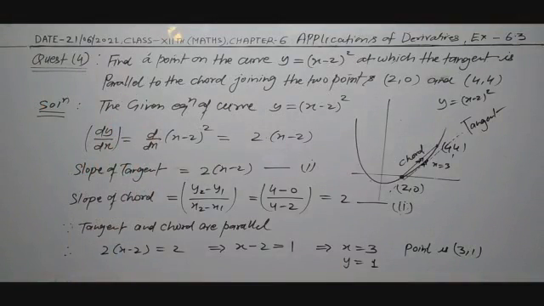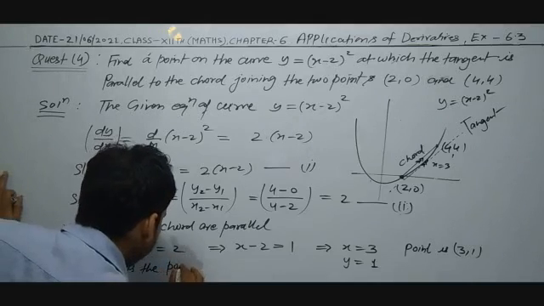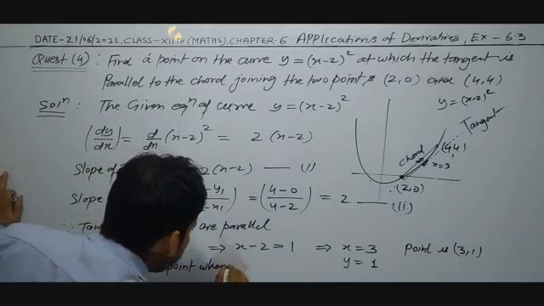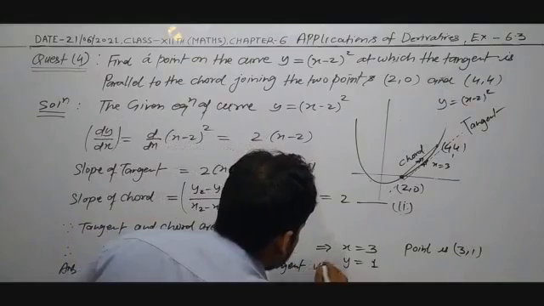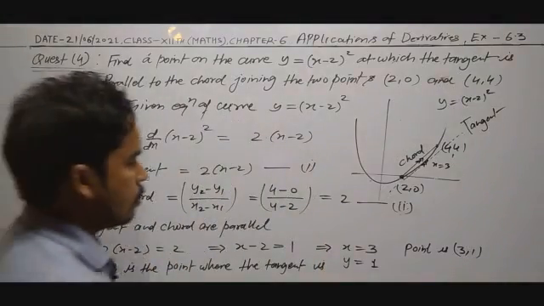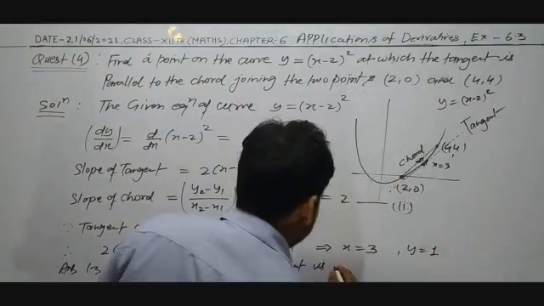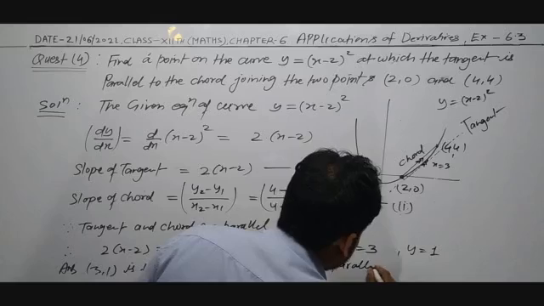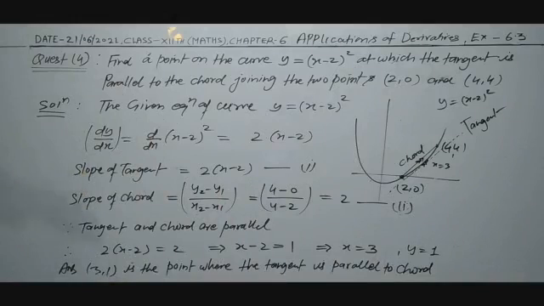So write the answer: (3, 1) is the point where the tangent is parallel to the chord. So this is the answer.